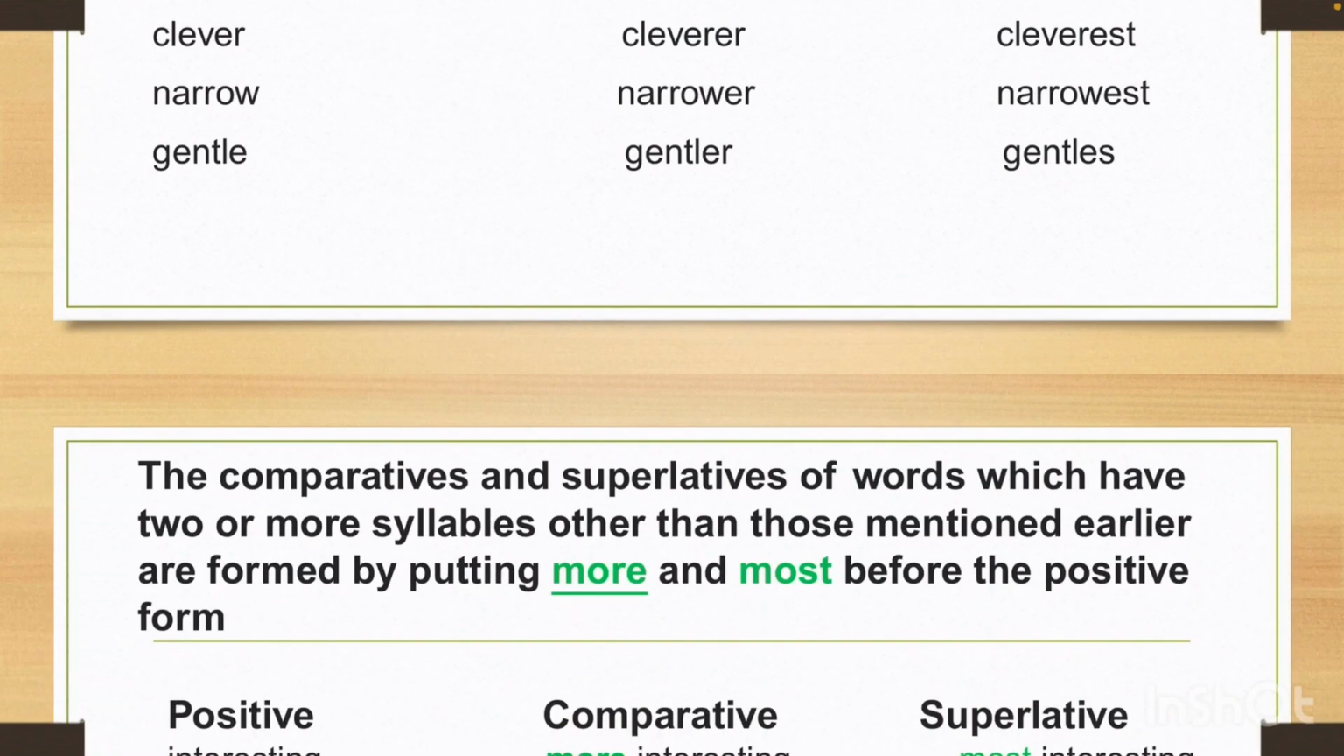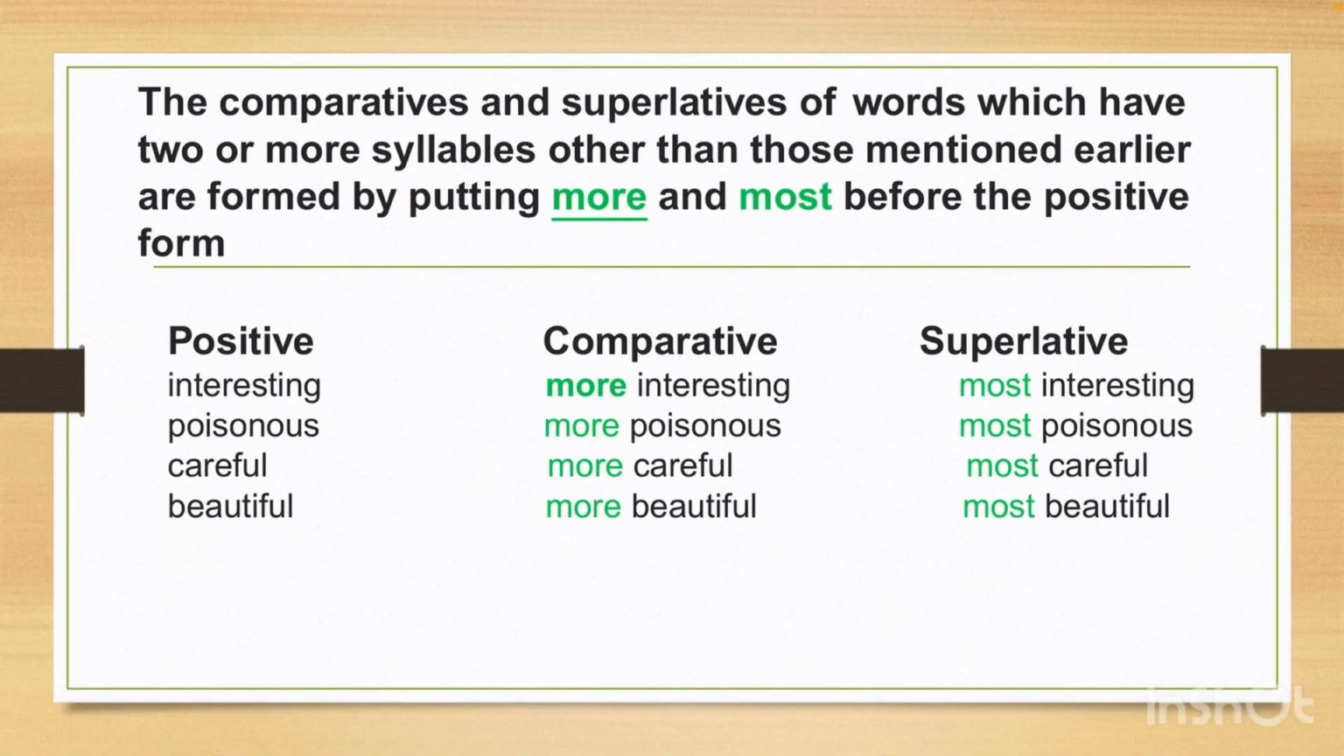The comparatives and superlatives of words which have two or more syllables other than those mentioned earlier are formed by putting more and most before the positive form. So these ones now have more than two syllables. For example, interesting. They are about 4 syllables here. You are making 4 sounds for you to pronounce the word interesting.